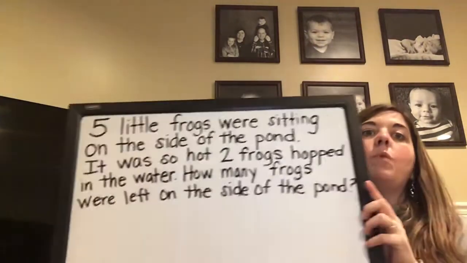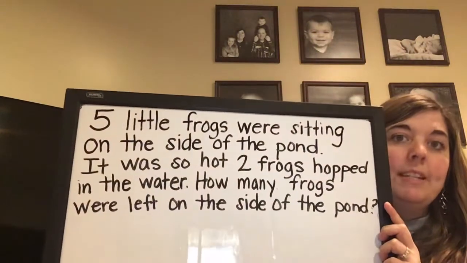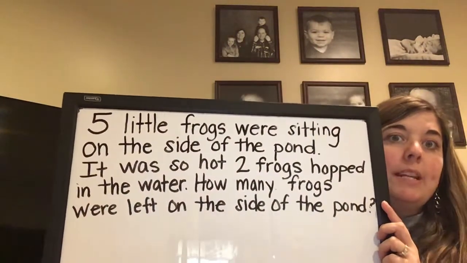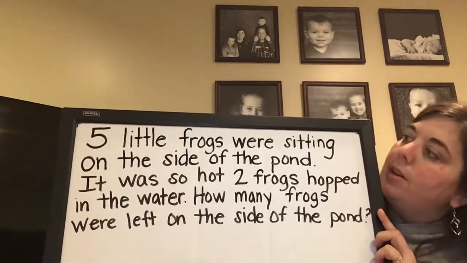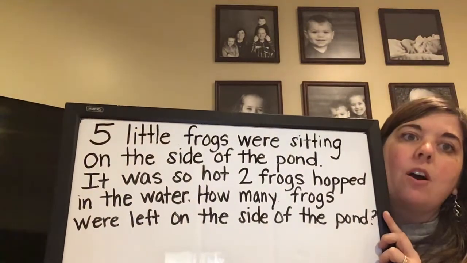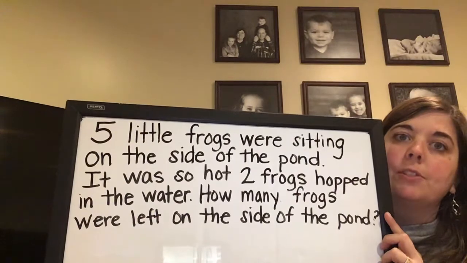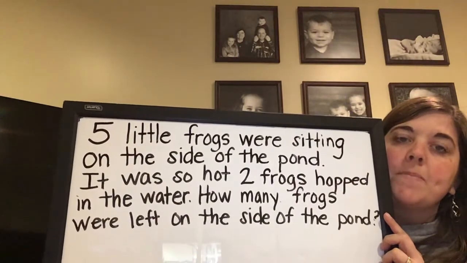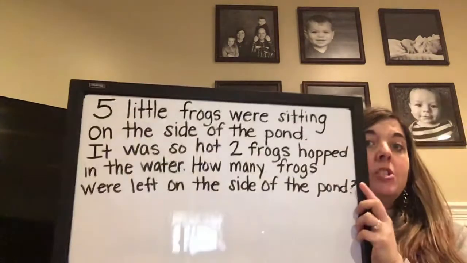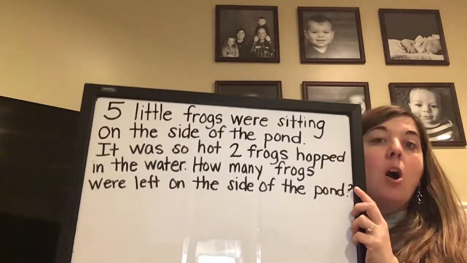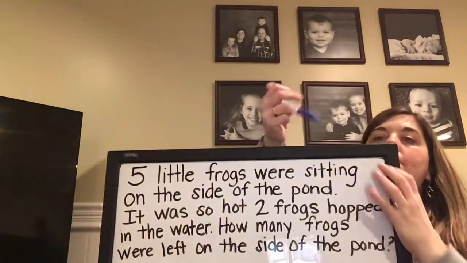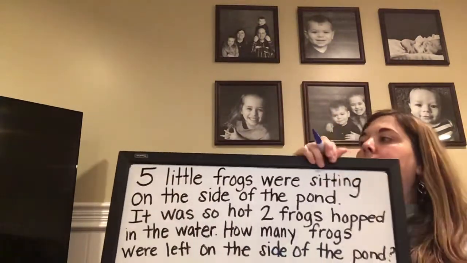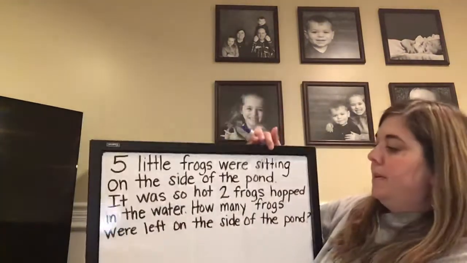All right, so right now, we need to start our math drawing. So we need to think about how many frogs that we started off with. So I want you to look, how many did we start off with? How many frogs were there first? Yeah, there were 5. So we had 5 frogs. So I want you to pause and draw 5 frogs. I'm going to draw my 5.